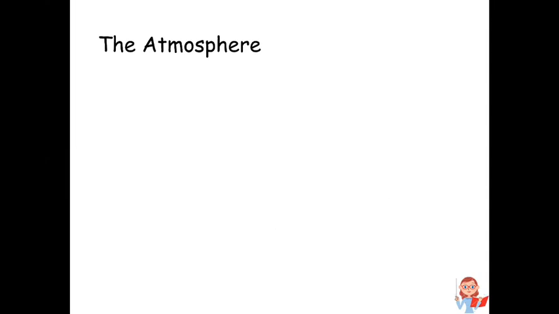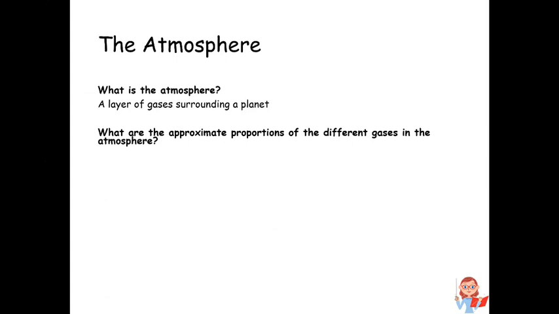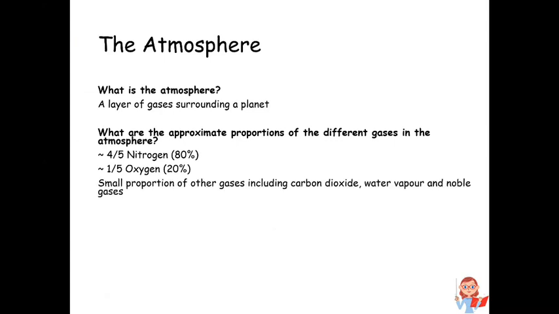This lesson is all about our atmosphere. So what is the atmosphere? It's a layer of gases surrounding a planet. What are the approximate proportions of the different gases in the atmosphere? It's approximately 4/5 nitrogen, that's about 80%. Approximately 1/5 oxygen, that's about 20%. And there's also a small proportion of other gases, including carbon dioxide, water vapor, and noble gases.